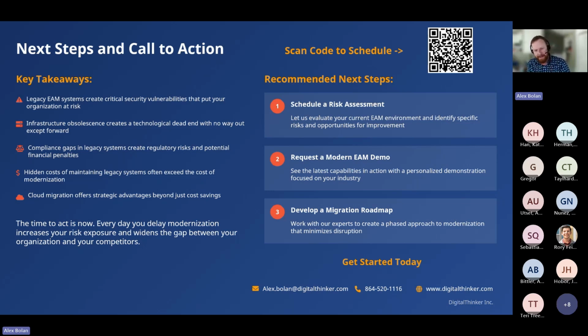So anyway, let's just take a step forward. Let's be more secure. Let's make sure that you're hitting compliance. And more importantly, let's be efficient and let's let your people do what they do best.